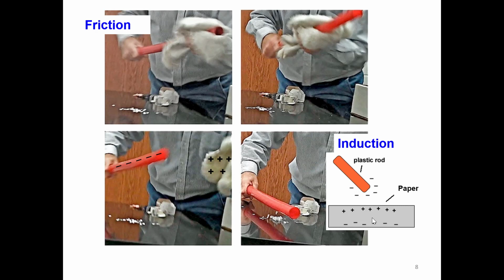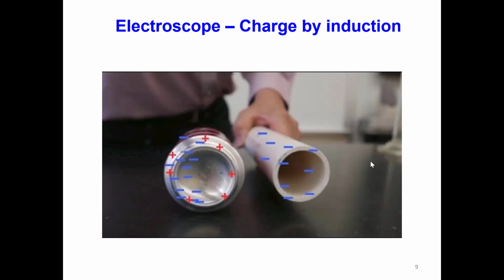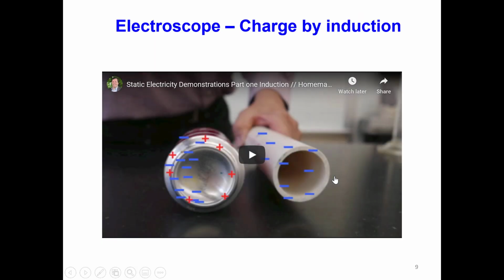Then in this example, we discuss the transfer of charge by friction and transfer of charge by induction. In this video, which is a short video, we will show one more example of the charge by induction, and this occurs in the electroscope. Then let's watch the video.